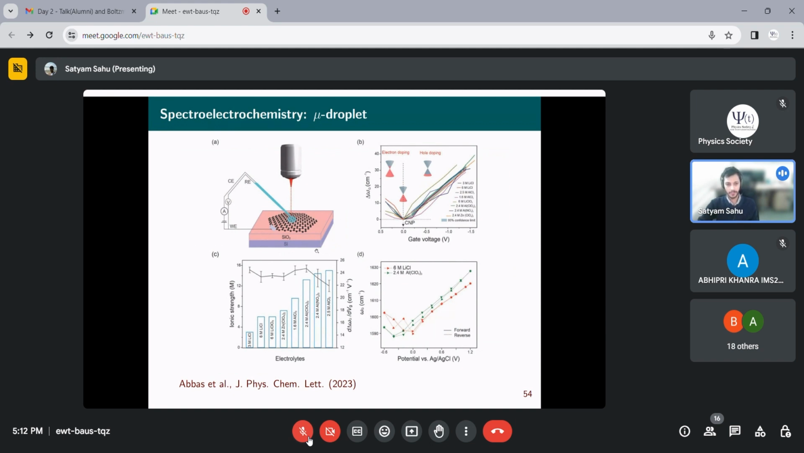In general, when you want to see the doping effects or something, in most of the labs, people put a lot of electrolyte on top of the material, and they cover the whole material. But in our case, we have developed this setup using which we can put the electrolyte only at a very small area, which is around 10 microns. So this is an amazing setup, and these are some of the results that we published recently.